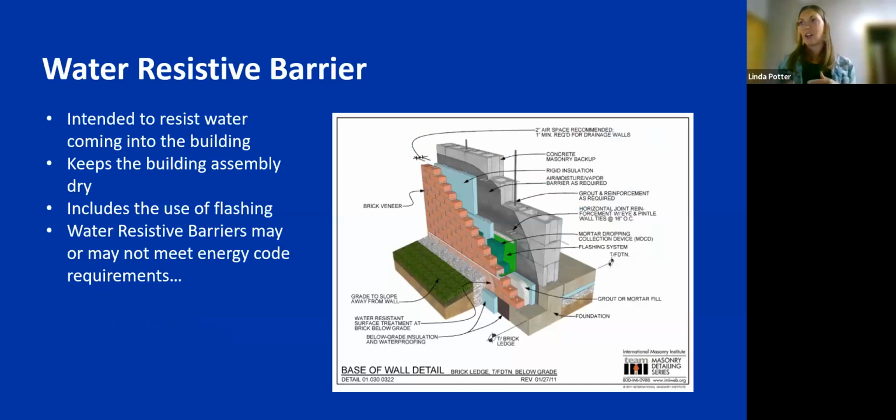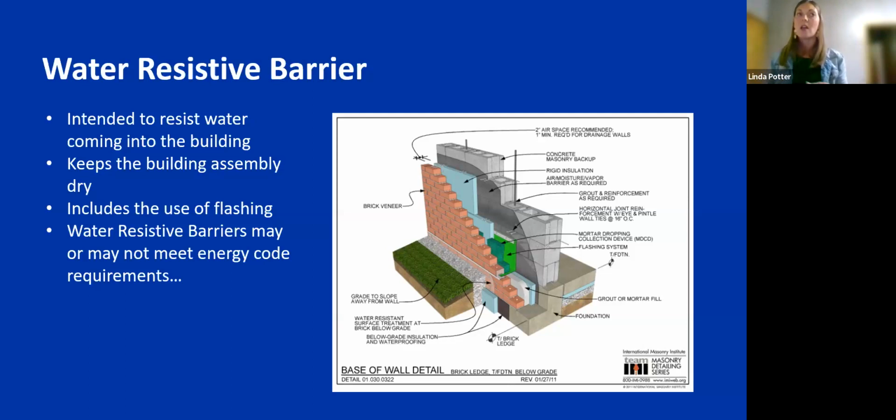Your water resistive barrier is how we're keeping the water from coming into that building, how we're going to keep that building dry. It's the use of flashing. It's how we're going to put all of this together to understand how we're going to keep the water out of here. And it may or may not meet energy code if you just think about water resistive barriers.